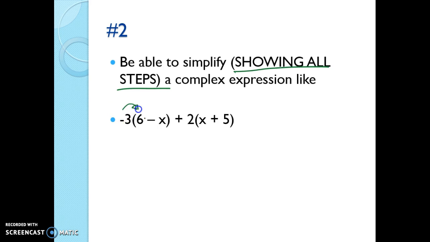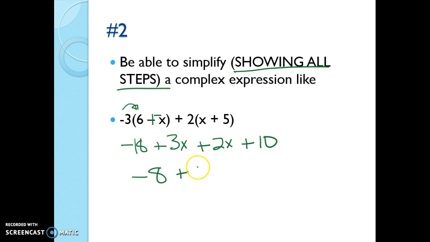First of all, let's distribute. -3 times 6 is -18. -3 times a negative x would be a positive 3x. 2 times x is 2x. 2 times a positive 5 is 10. Combining like terms, -18 and positive 10 will give us a -8. 3x and 2x would give us 5x.